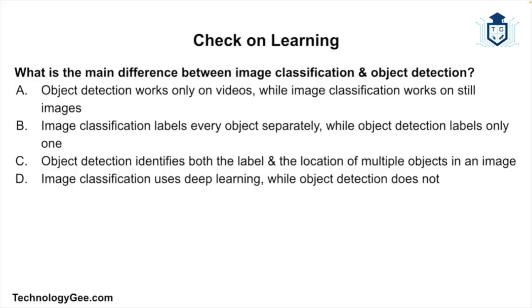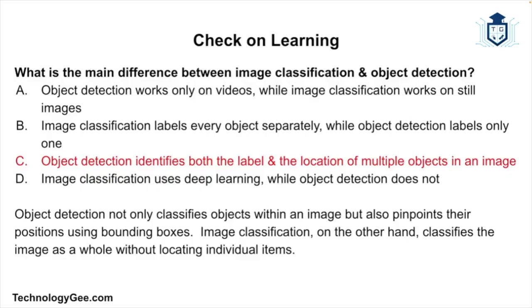What is the main difference between image classification and object detection? Is it object detection works only on videos while image classification works on still images? Is it image classification labels every object separately while object detection labels only one? Is it object detection identifies both the label and the location of multiple objects in an image? Or is it image classification uses deep learning while object detection does not? And the correct answer is object detection identifies both the label and the location of multiple objects in an image.